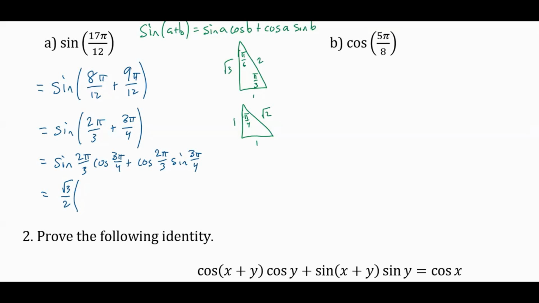So again, 2 pi by 3 still in quadrant 2. Cosine's negative there. But adjacent over hypotenuse is 1 over 2 this time. And then sine of 3 pi by 4 is 1 over root 2, positive. Sine is positive.